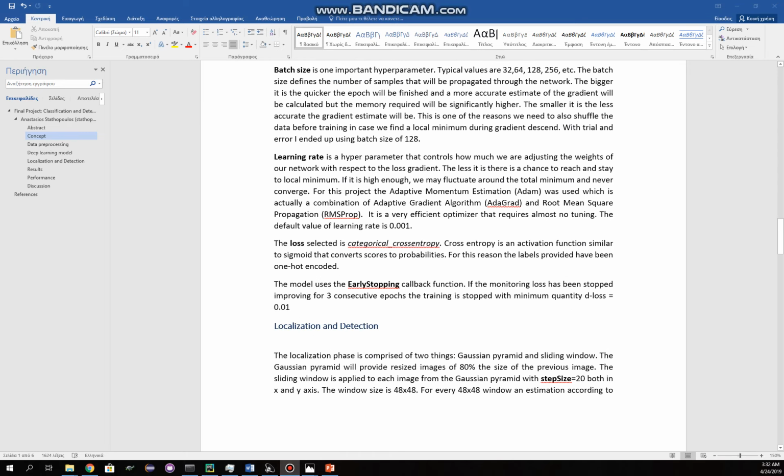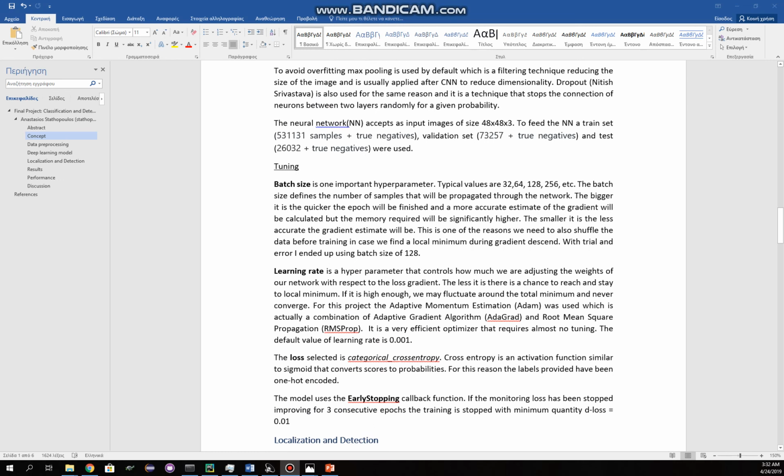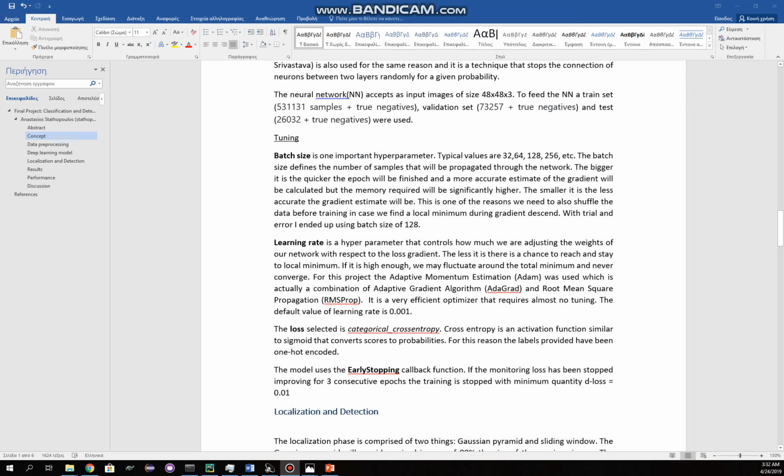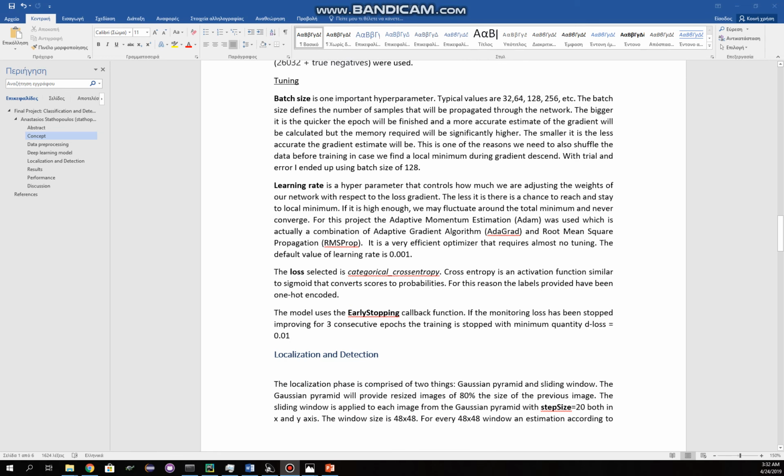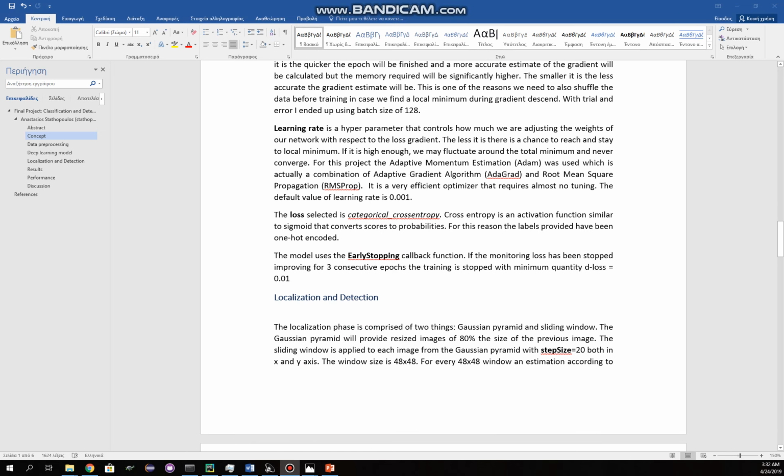Yeah. So in this section here, you can see my tuning hyperparameters like the batch size, the learning rate, and my activation function on the last stage, it's categorical cross entropy, and of course some goodies of Keras like early stopping, which helped me a lot.